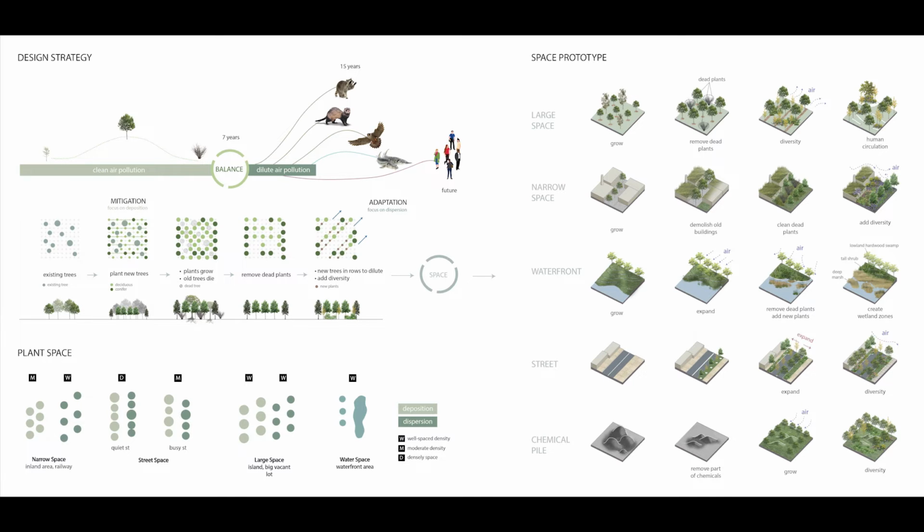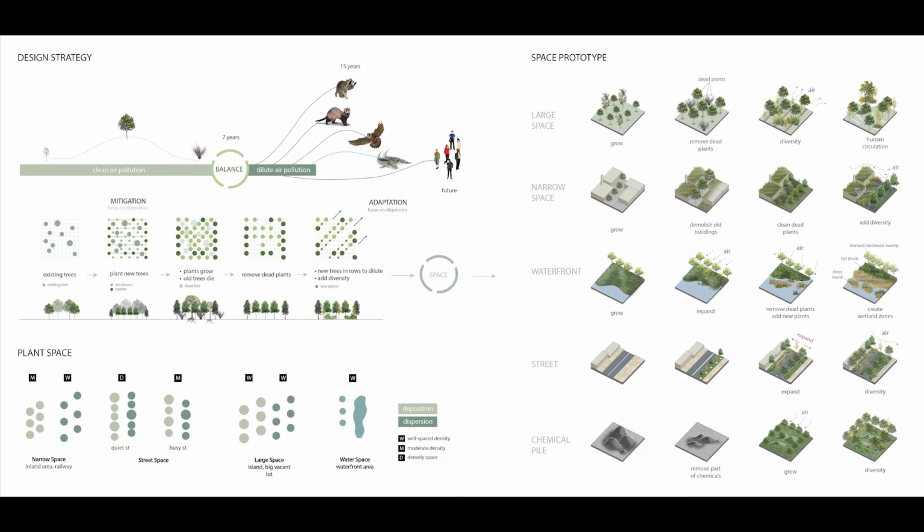After 7 years, existing trees die and some new trees may reach their lifespan and maybe also die because of the pollutants here. At this time, air quality is good and stable, so I will remove these dead plants. For the next dispersion stage, I want to plant new trees in rows to guide the dilution direction. At this time, I will also add more species diversity, especially in wetlands and woods boundaries.